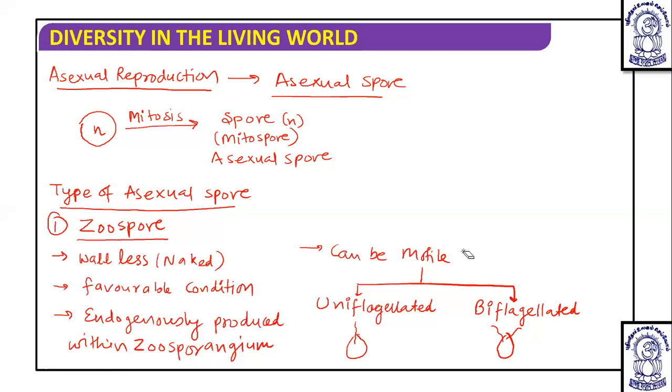And if we talk about the location of zoospores, we can say they are found in the Oomycetes class of fungi. There is one class, that is Oomycetes, in Phycomycetes. In that, this particular zoospore is produced. So this is the first type of spore. After zoospore, we are going to study the next spore, that is Conidia.